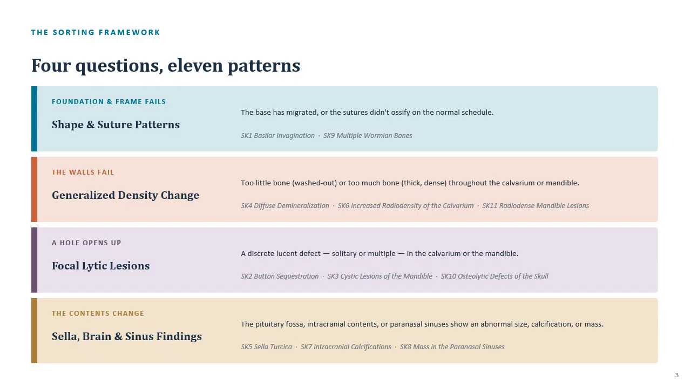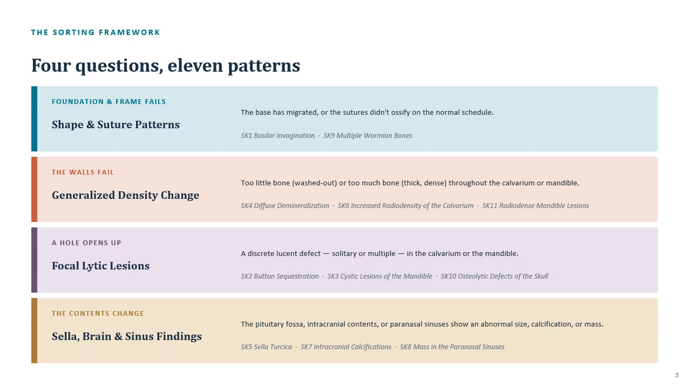The first one is, is there a problem with the shape or the structure of the skull? All right, so again, earlier we talked about a foundation or a frame of the house. So is that skull shaped normally? Is the skull base where it should be? These are conditions like basilar invagination, and multiple Wormian bones can also fit into this category.